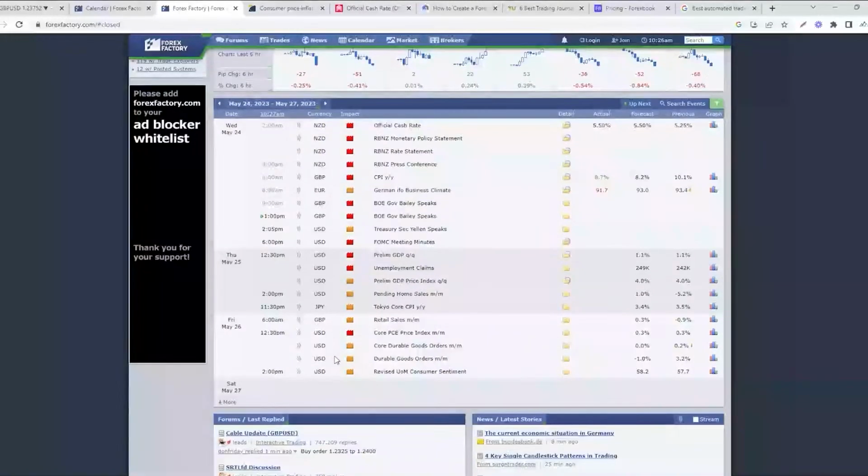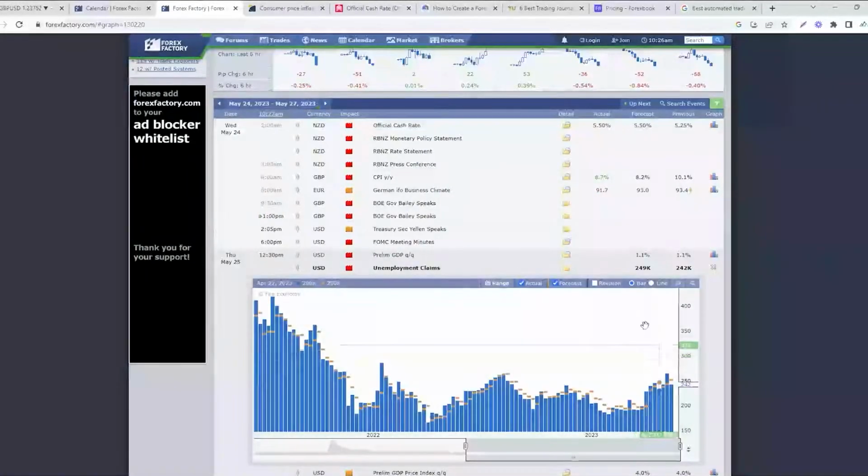And also the other key events to look out for tomorrow, 25th of May, Thursday, 12:30 p.m. GMT. Look out for unemployment claims. Unemployment claims basically tell us how many people are applying for employment benefits.